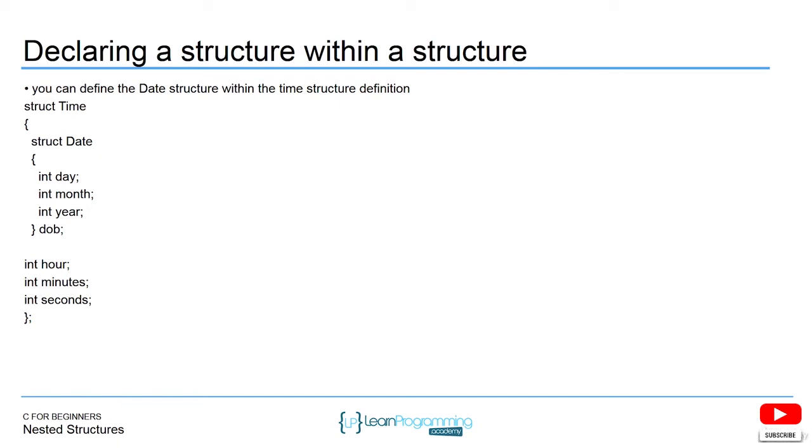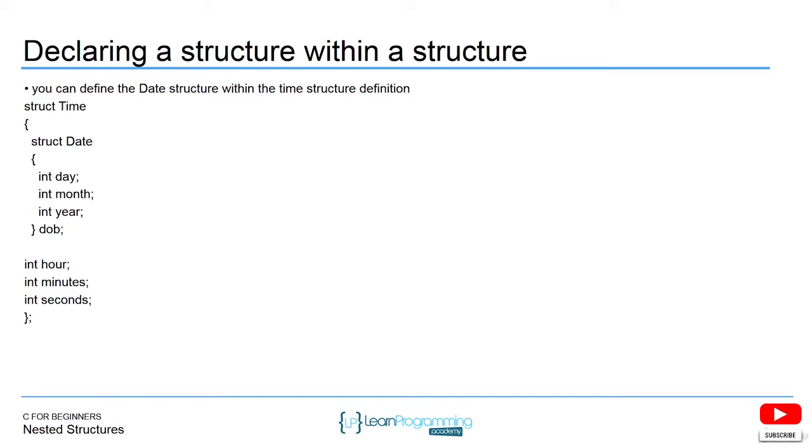So we say struct time with the tag name, and then inside the curly braces we say struct date. That's perfectly valid. And you'll also notice that at the end of the struct date, before the ending semicolon, we're creating a variable called DOB. And then after we create the struct date and its elements in a variable DOB, we specify the elements of the time struct, hours, minutes, and seconds. So that is perfectly valid.